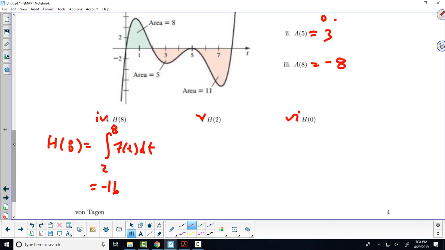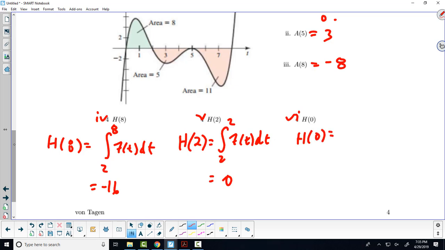Okay. I do want to write this one out as well, folks, because it's one of the properties we discussed. What is the integral from 2 to 2 of f of t dt? 0. It's got to be 0, always. What's the area of an infinitely thin line? 0. Okay. All right, h of 0.